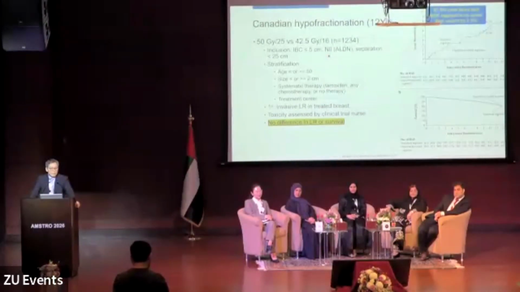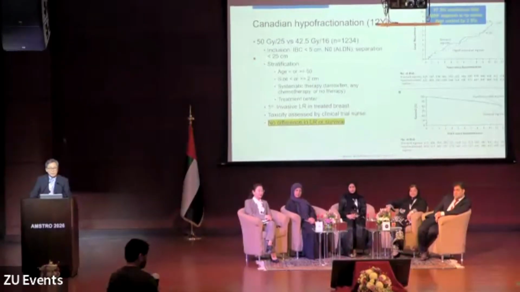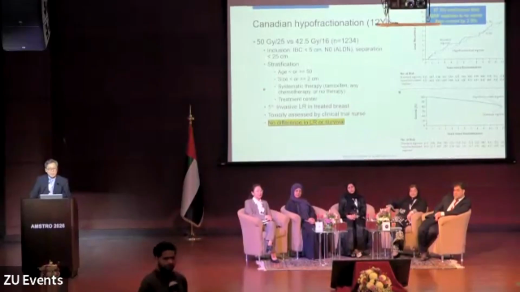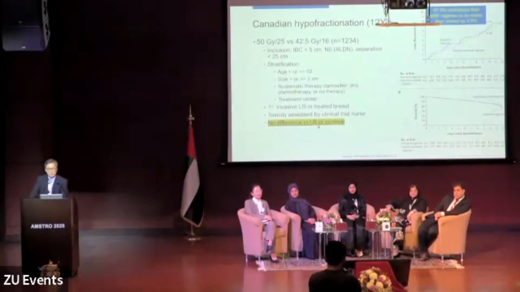At this time, in this era, all the patients had axillary lymph node dissection, and they were N0. And to limit the heterogeneity, the breast separation was limited to 25 centimeters or less. They were stratified by age, by size, receipt of systemic therapy, and where they were treated. Primary endpoint was invasive local recurrence in the treated breast. And again, as you see in these curves here, there was no difference in local relapse or survival.